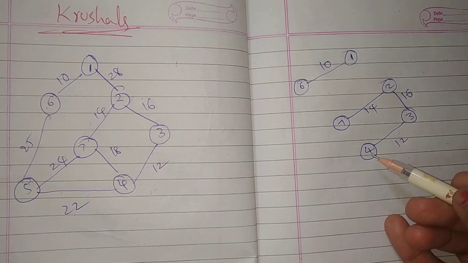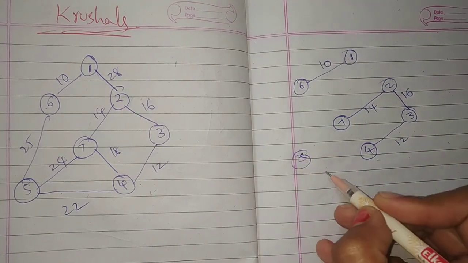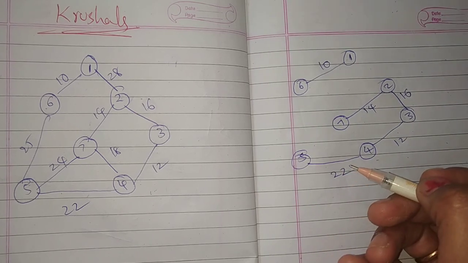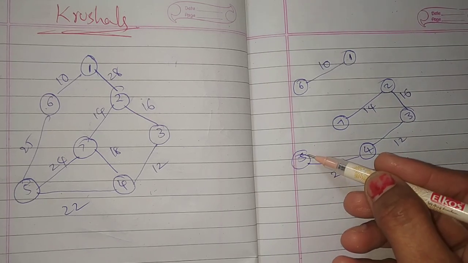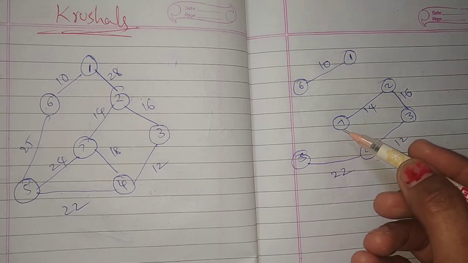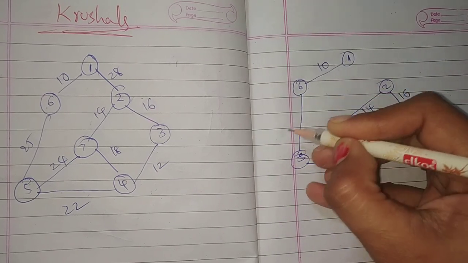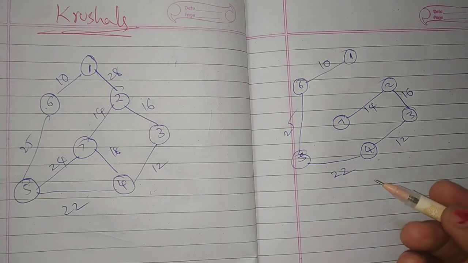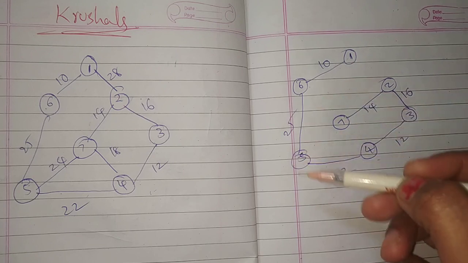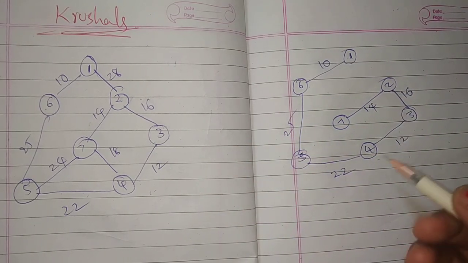And next minimum, which is 5 to 4. That is 22. And next minimum, 5 to 7. Are you going to take that one? No, because it will form a cycle. So next minimum, 5 to 6, 25. That's it. Okay, you will get one spanning tree, which is a subgraph of the main graph.